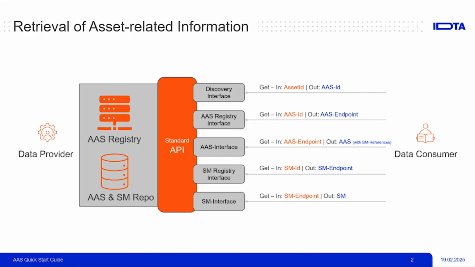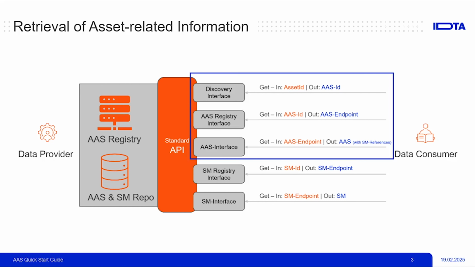In the last video, we have already got acquainted with the terminology such as discovery interface, the registry interfaces, or even the AAS interface, submodel interfaces, or in other words, the repositories. Now, in this video, we are going to have a look into the first three steps, or first three calls, in retrieving the asset related information.